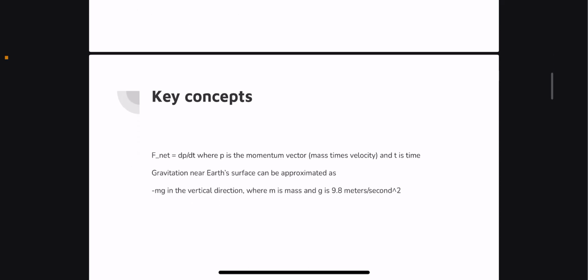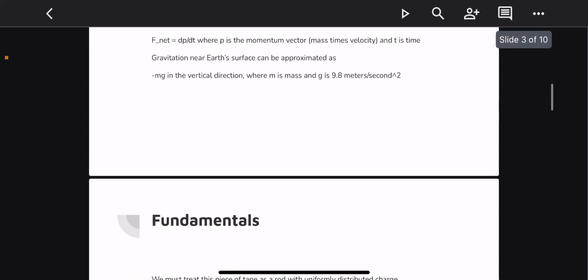So the key concept is Newton's laws and how stuff moves with forces, and it doesn't move, so the net force is zero. And also gravity.